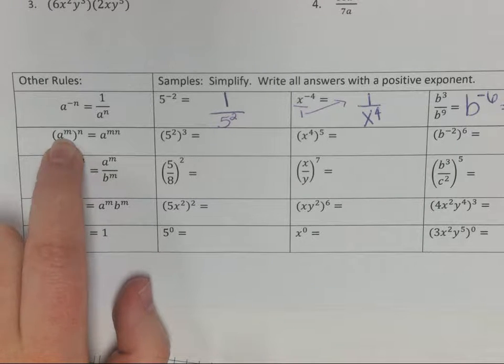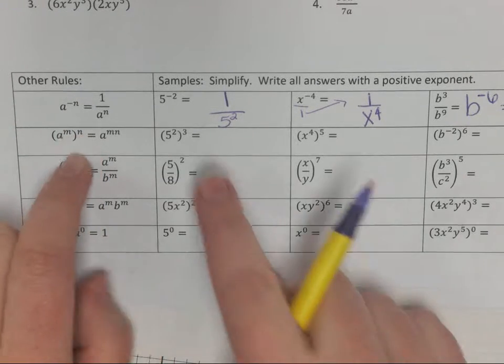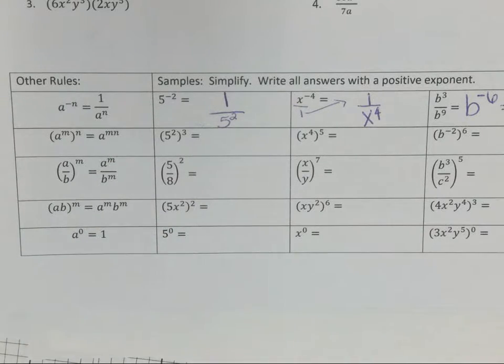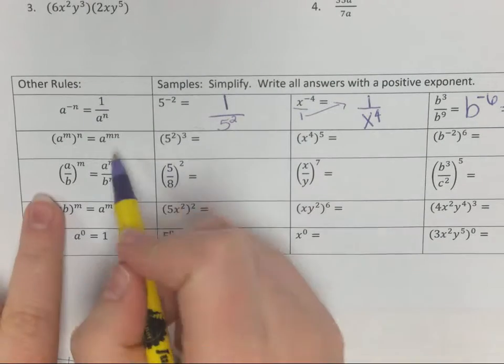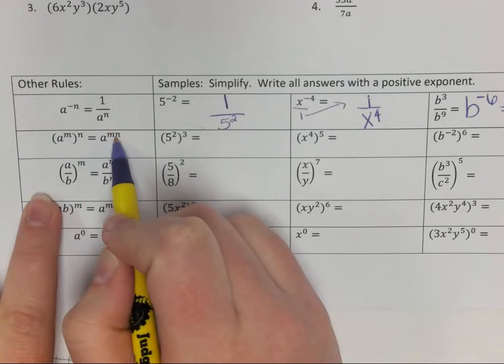All right, so right here, our next rule is the power to a power rule. We have a to the m power in parentheses, and it's being raised to the nth power. It's not being multiplied. You have a power that's being raised to another power. When that happens, we multiply our exponents. So m times n would be our new exponent.